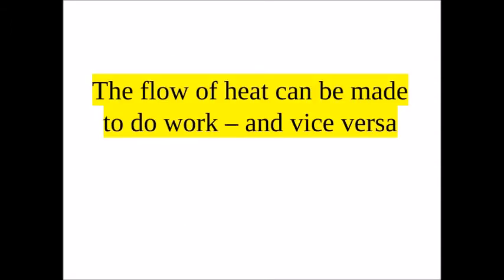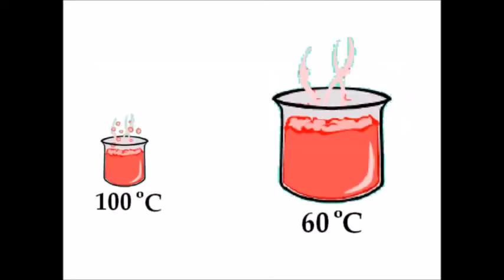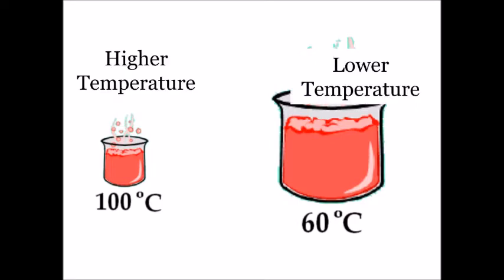Here's where we're starting. The flow of heat can be made to do work and vice versa. But what is heat, and how is it different than temperature and thermal energy? Well, consider a beaker and a bucket, and there are the temperatures. So you can see that the small beaker has a higher temperature. The larger bucket has a lower temperature. That's clear enough. 100 degrees C is a greater temperature than 60 degrees C.